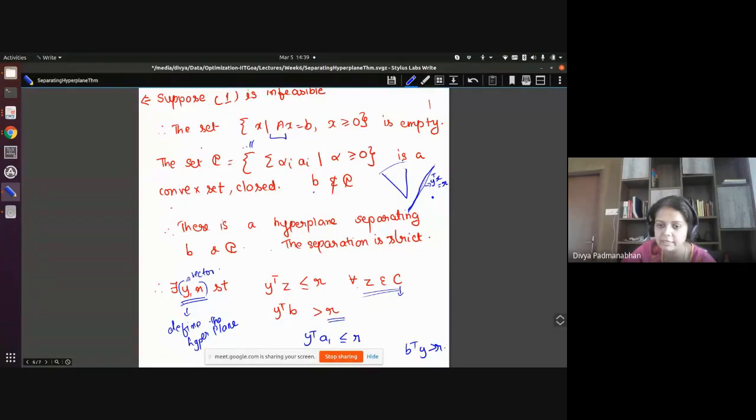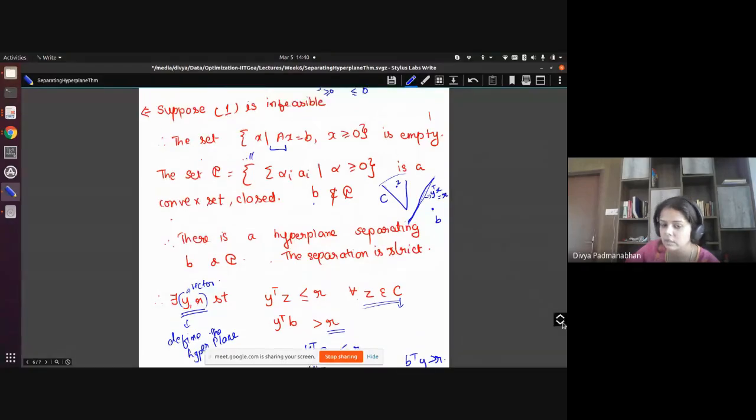So for everything in this cone, we have y transpose z is less than or equal to r, where z is any point in this cone. So this is the cone and z is some point here. For all of these, the dot product with y is going to be less than or equal to r. Now B is lying on this side, so you have y transpose B is greater than r.